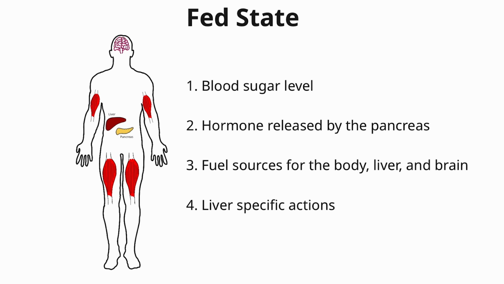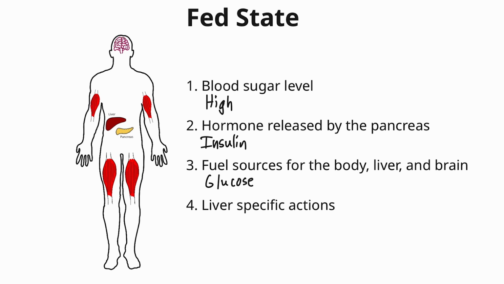We'll look at what the body does in the fed state and in the fasting state. And for each of those states, we're going to emphasize what's happening for these 4 points. In the fed state, blood sugar level is high from all of the food that we've just consumed. This causes insulin to be released by the pancreas. Since we have high blood sugar, glucose is what's being used by the entire body for energy.